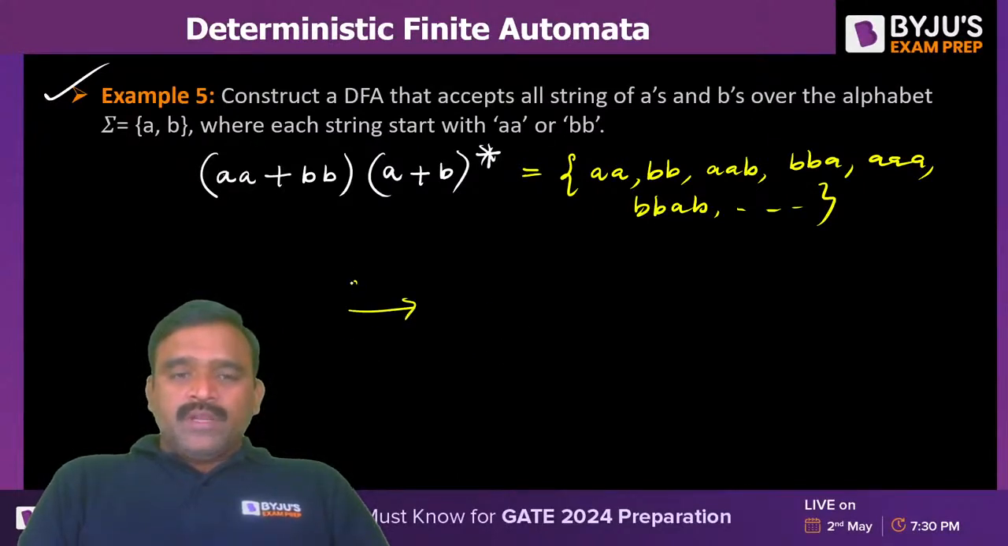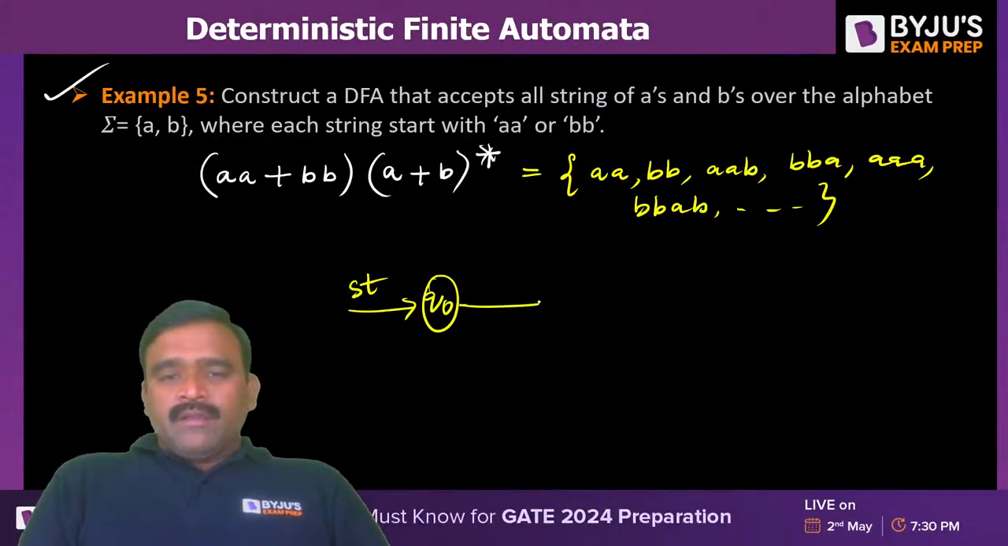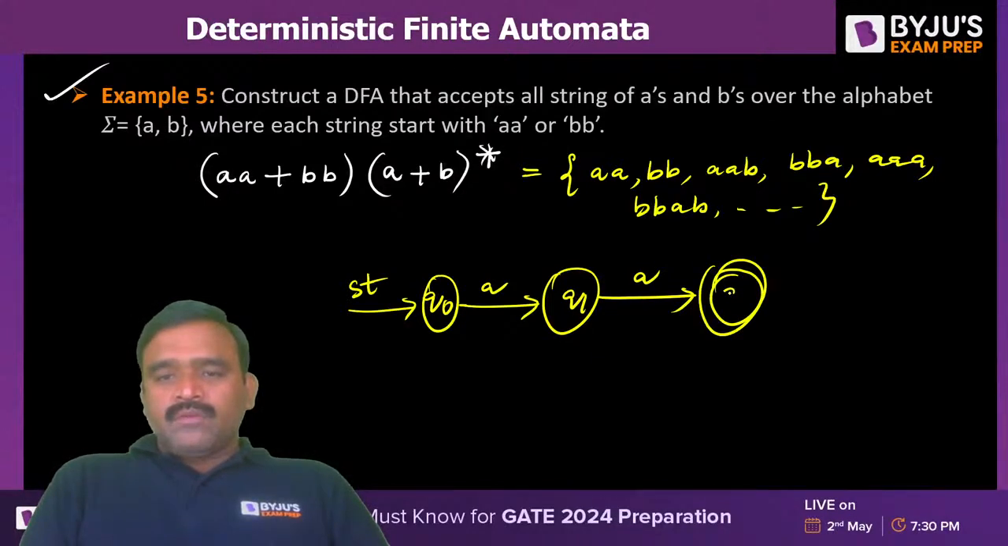Okay, now let me verify this. How many states would be required? So definitely, if I am taking Q0 on A to Q1, a single A should not be accepted, a single B should not be accepted. And for two A's, it should go to the final state, which is Q2.